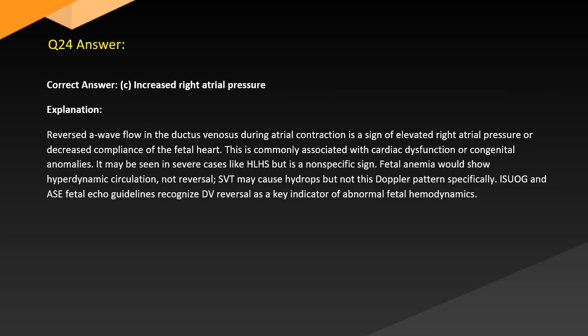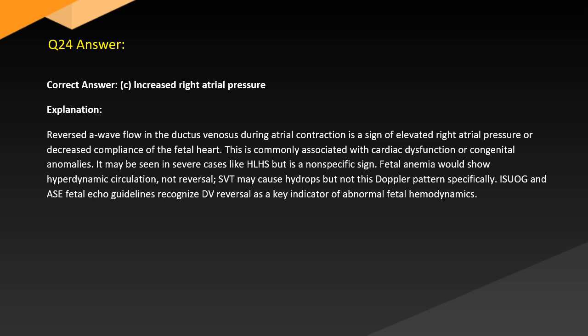Answer. Correct answer C. Increased right atrial pressure. Explanation. Reversed A-wave flow in the ductus venosus during atrial contraction is a sign of elevated right atrial pressure or decreased compliance of the fetal heart. This is commonly associated with cardiac dysfunction or congenital anomalies. It may be seen in severe cases of AHHS, but is a nonspecific sign.